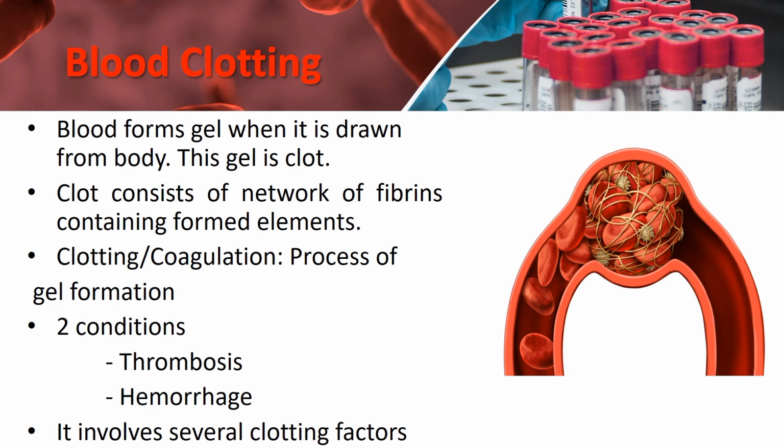Clotting involves several substances which are known as clotting or coagulation factors. These factors include calcium ions, several inactive enzymes that are synthesized by hepatocytes, which are liver cells. They are then released into the bloodstream. It also includes various molecules that are associated with platelets or released by damaged tissues.